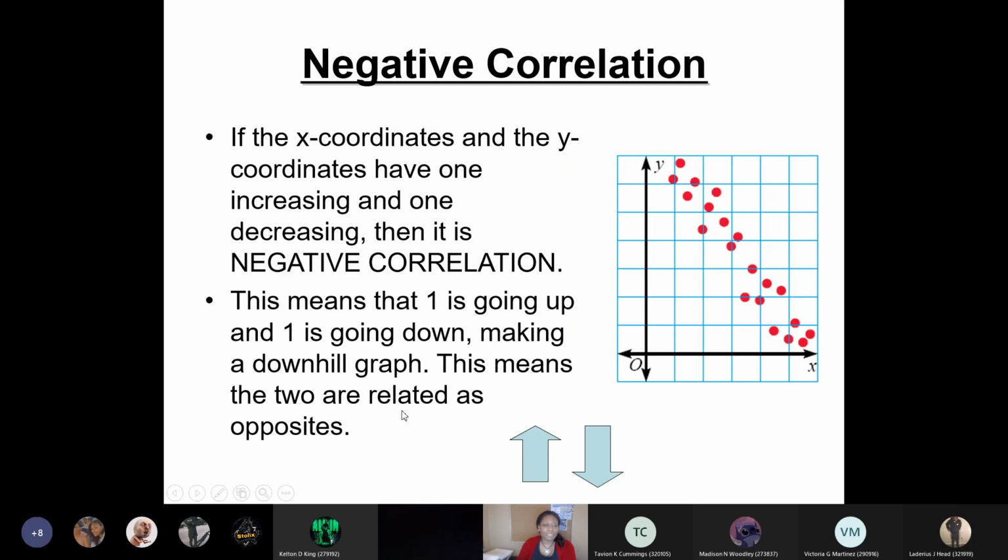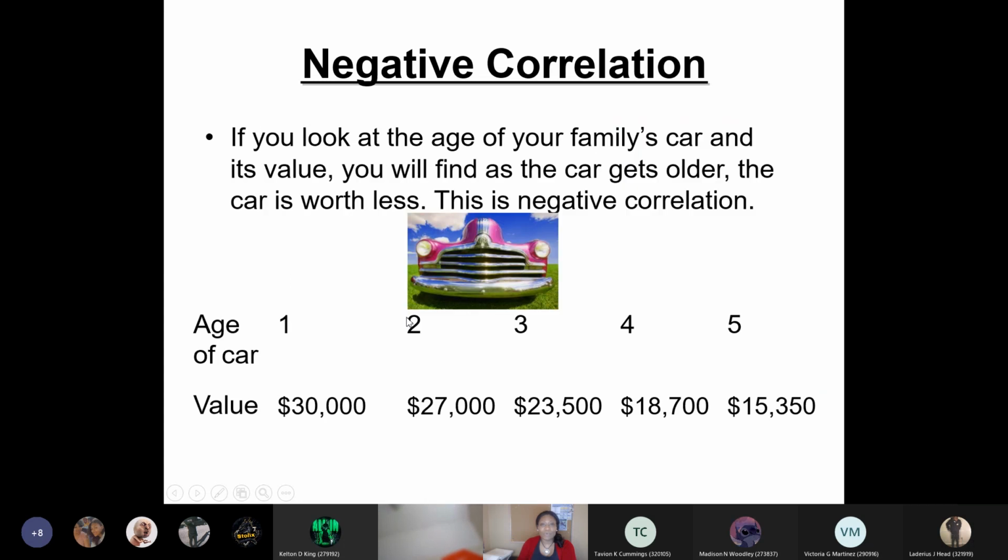If one value is going up, the other one is going down, we're going to have a negative correlation. This means the two are related as opposites. So they'll have one going up and one going down. That is a negative correlation. A negative correlation might look like this on a word problem. If you look at the age of your family's car and its value, you will find that as the car gets older, the car is worth less. This is a negative correlation.